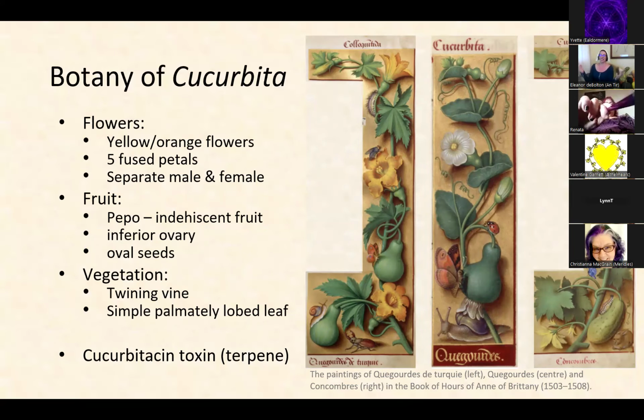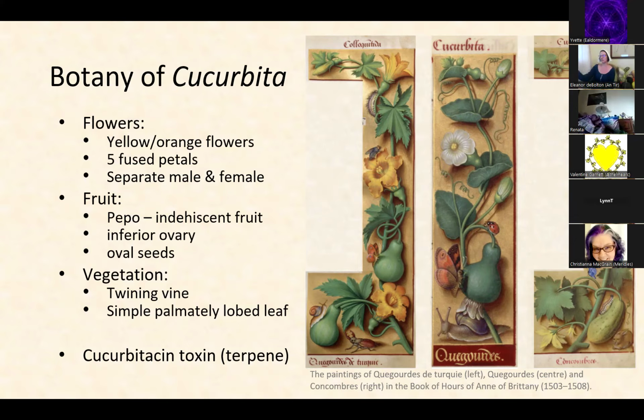So what is a Cucurbita, right? They typically have orange flowers with five fused petals. They have separate male and female flowers, which can make pollination an issue sometimes. They have a fruit called a pepo and an inferior ovary, which means that the flower part is above the fruit itself. And then they're a vine.